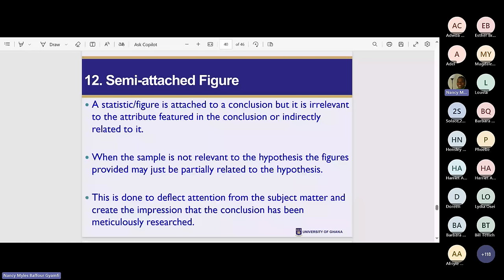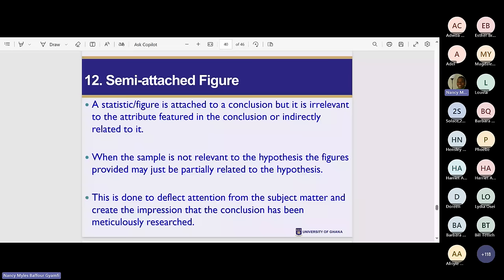Totally irrelevant. But because there are figures inside, and the figures are attached to the premises, and they are true as attached to the premises, okay? But not attached to the conclusion. That's why we say semi-attached. I'm trying to help you see why the name. We say that that true premise, its truth is irrelevant to the conclusion.